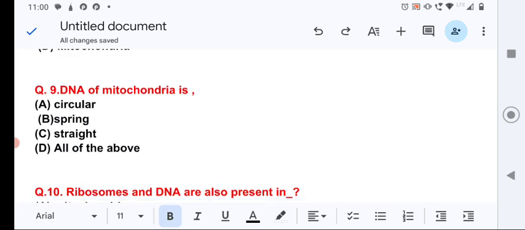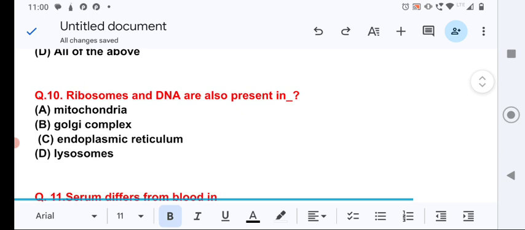Now, question number 9. DNA of mitochondria is circular. Now, question number 10. Ribosome and DNA are also present in, that is the question number 10, which correct answer is option number A. So, mitochondria is known as autonomous organelle.